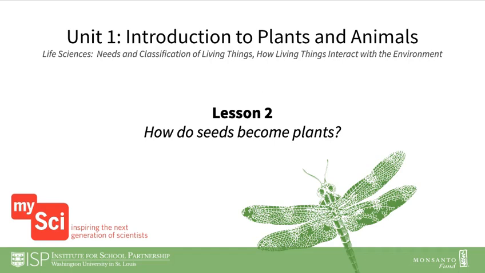Welcome to Lesson 2 in Unit 1, Introduction to Plants and Animals. In this lesson, students work to answer the question, how do seeds become plants? In this lesson, students figure out that plants need water and light to live and grow.